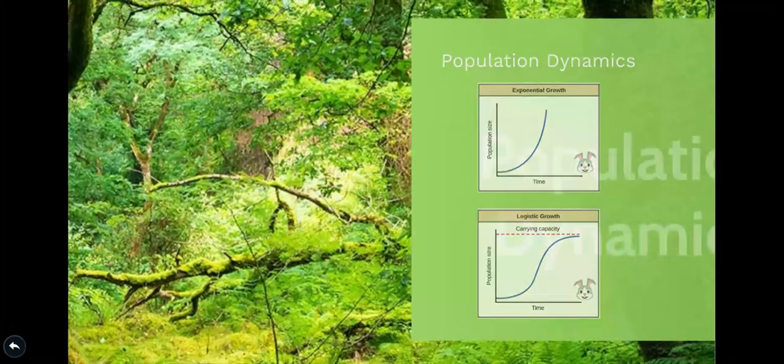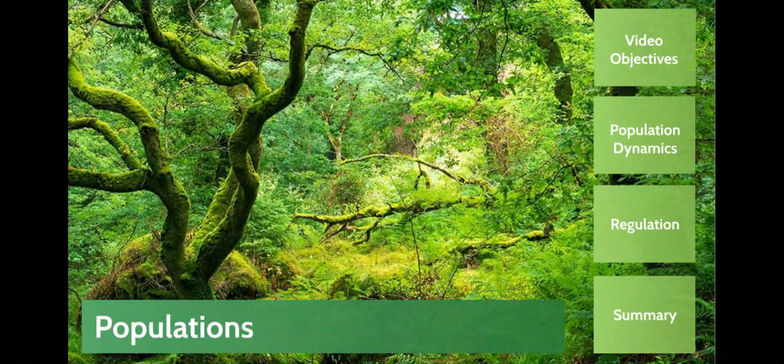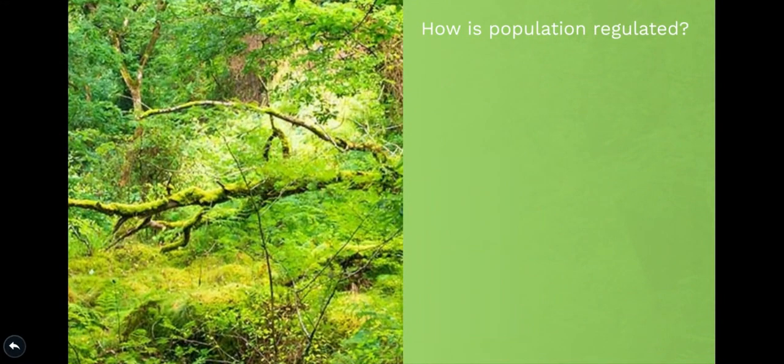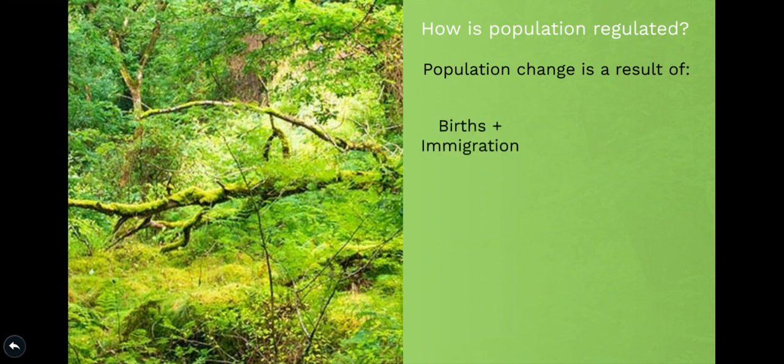So what we want to think about then is what's actually regulating population. So how is population regulated? Now, to understand this, what we need to understand is that population change is a result of 4 key factors, essentially. 2 of them are positive, births and immigration. So births and immigration increase the population. So if births go up, then the population can go up. And immigration is a process by which organisms move into an ecosystem.